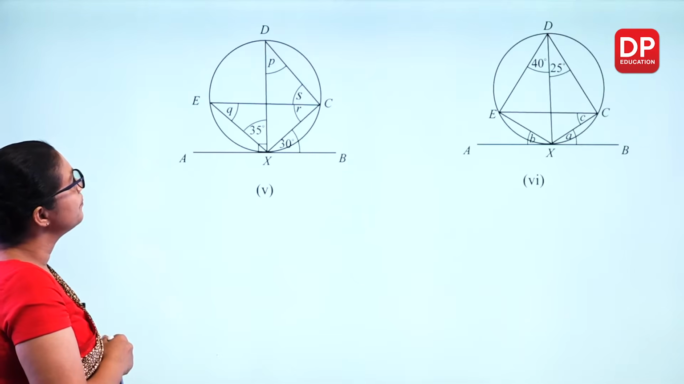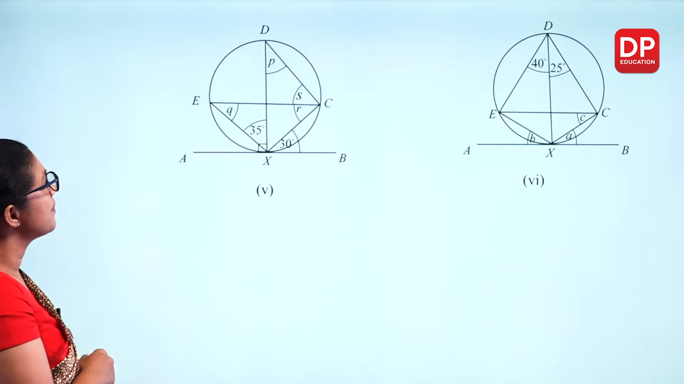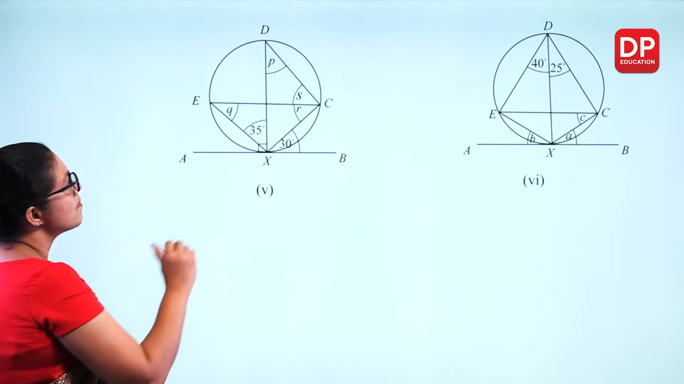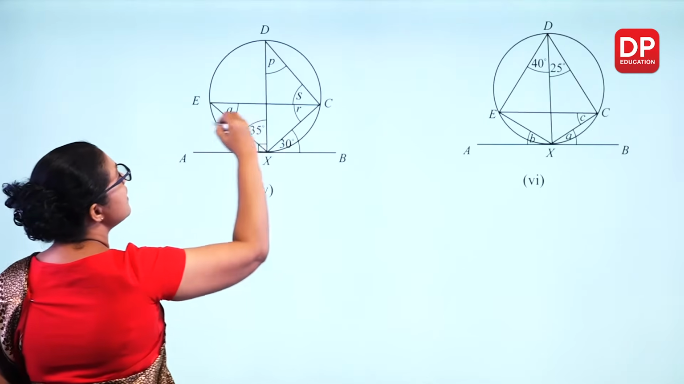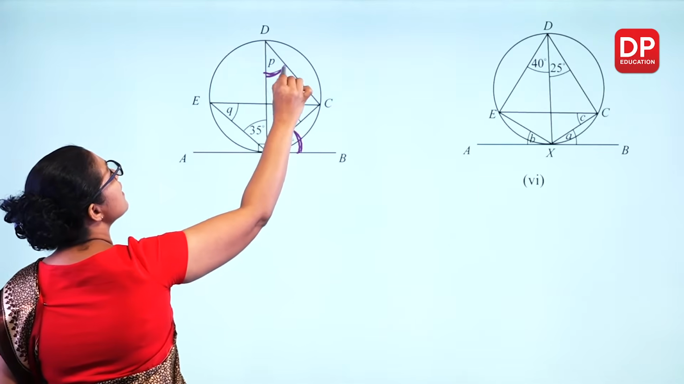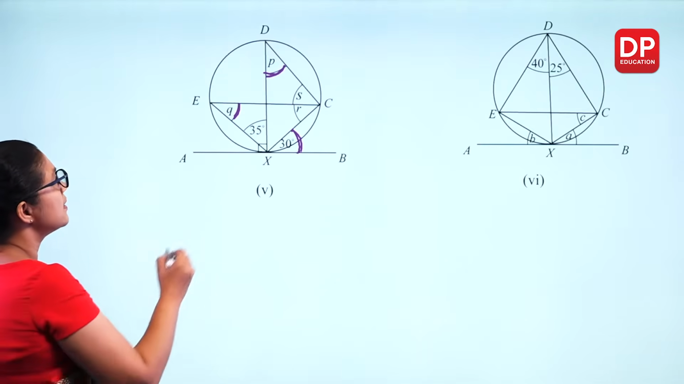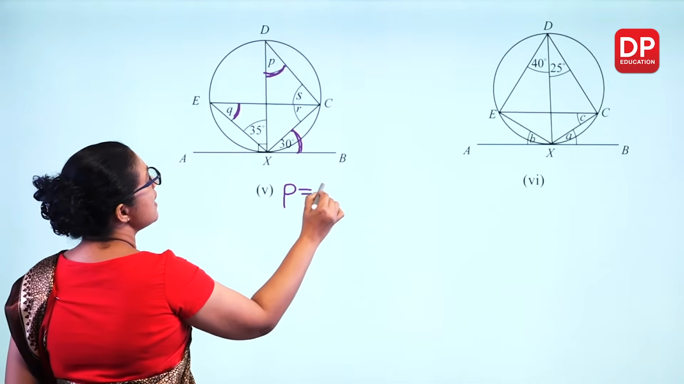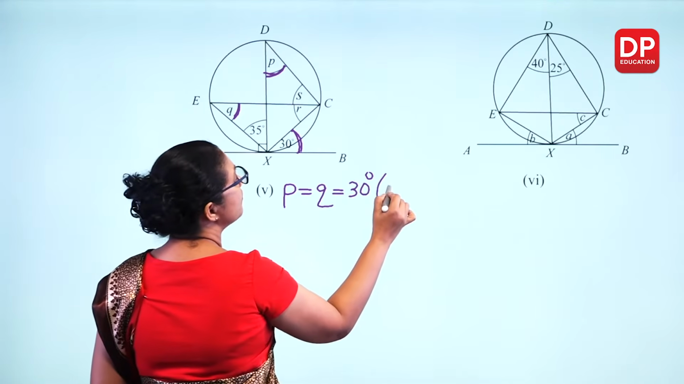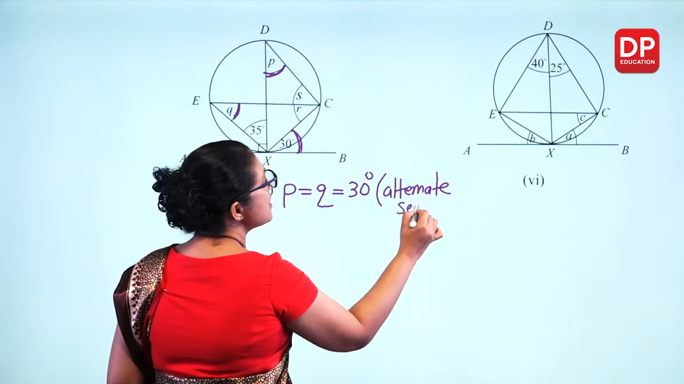Next part, you are asked to find P, Q, R, S, all four angles. Straight away, we can find out P angle and Q angle. To this angle and this angle, both are alternate segment angles. So we can write P, Q, both are 30 degrees because of alternate segment theorem.